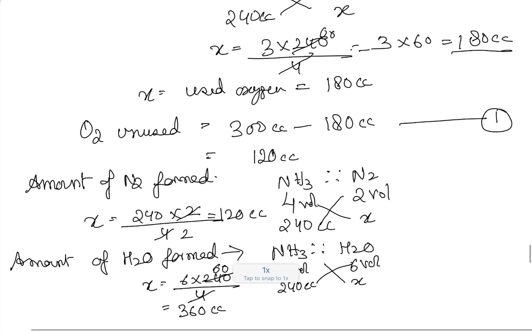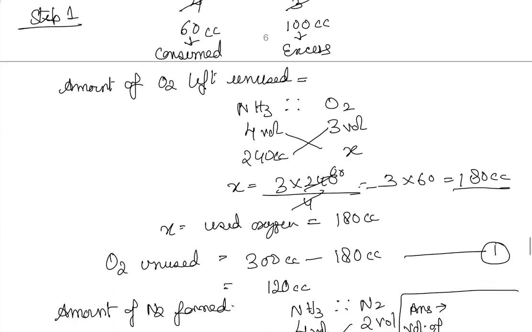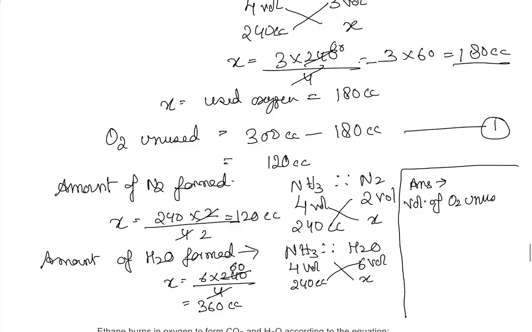So now I have the composition of each gas which is produced and used up. So in your answer sheet, you have to write very neatly at the end again: volume of the reactant, oxygen, unused. That answer you will write as 120 cc.